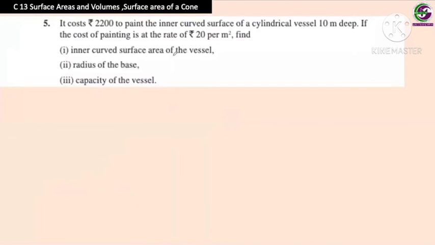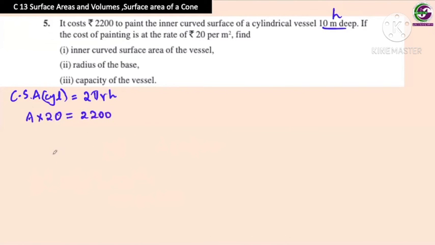It costs 2,200 to paint the inner curved surface area of a cylindrical vessel 10 meter deep. So first we have to consider the curved surface area of a cylinder, which is 2 pi r h, with depth or the height is 10 meters, and the cost of painting is at the rate of 20. So total area multiplied by the cost per unit is equal to 2,200. So first part is to find the area. Area is equal to 2,200 divided by 20, which is 110 meter square.